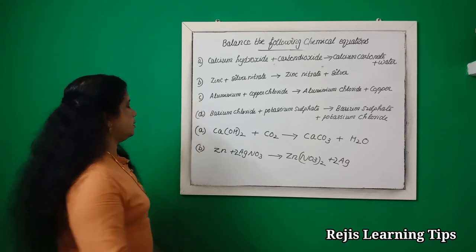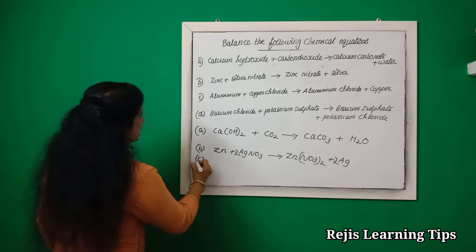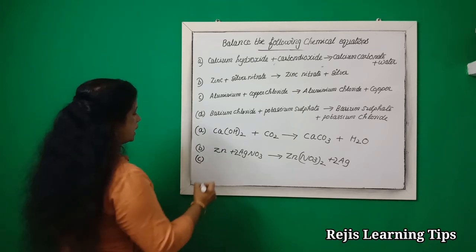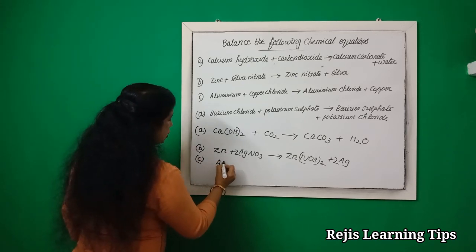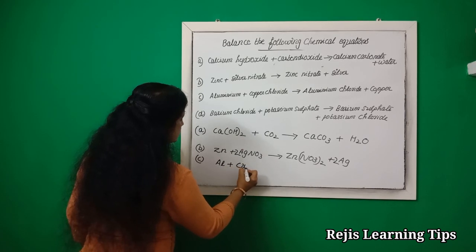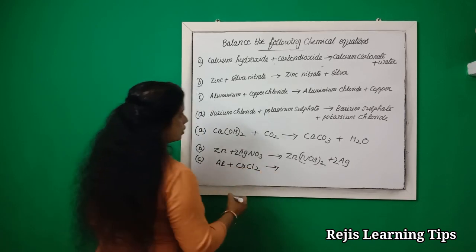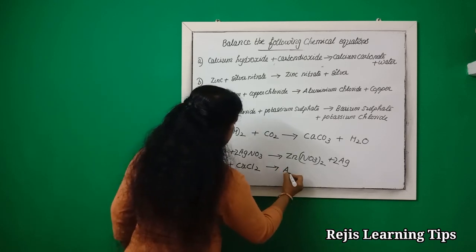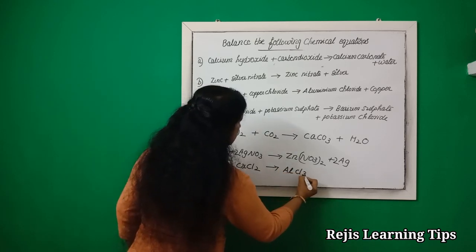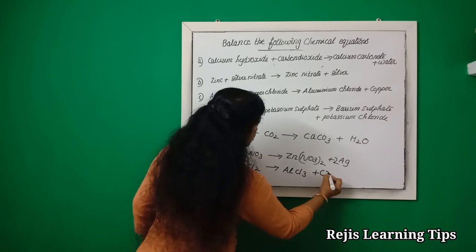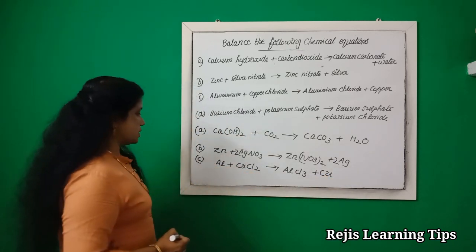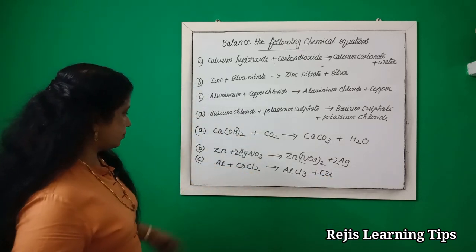The next C, aluminium plus copper chloride. Aluminium Al, copper chloride CuCl2. Then we will get aluminium chloride AlCl3 plus copper Cu. Check whether this equation is balanced or not.